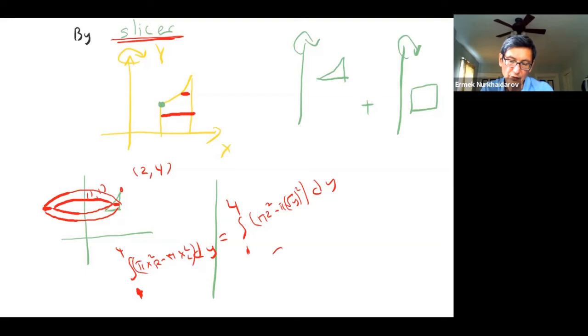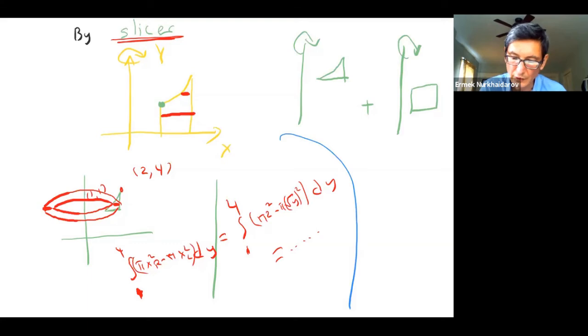We'll be able to finish this one. So that was referring to the first one. And the second one is kind of straightforward because it's x equals 1 here and x equals 2 here. So it's integral, again, dy. Y will be changing from the bottom, which is 0, to 1, pi 2 squared minus pi 1. Should be able to finish.